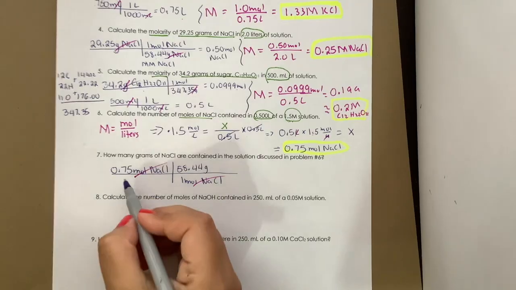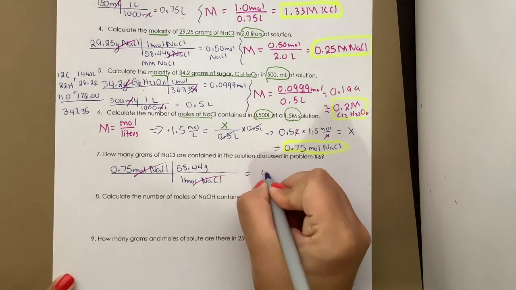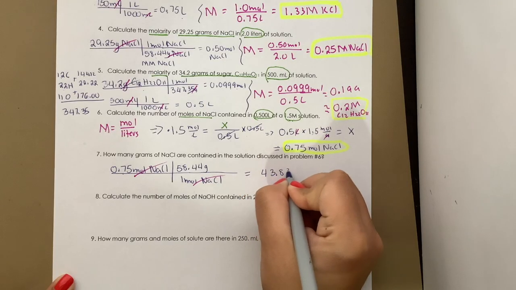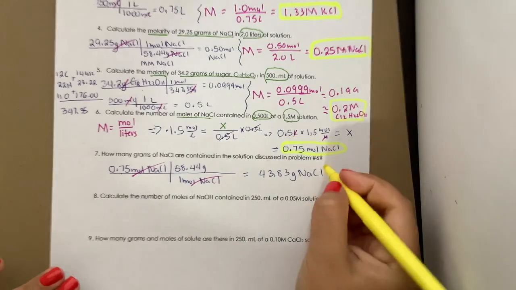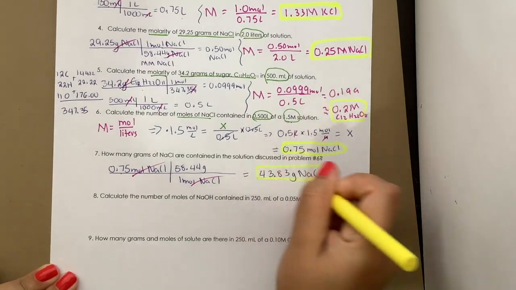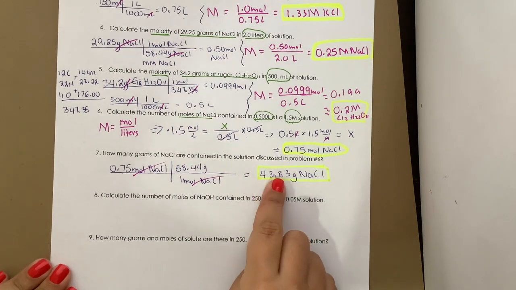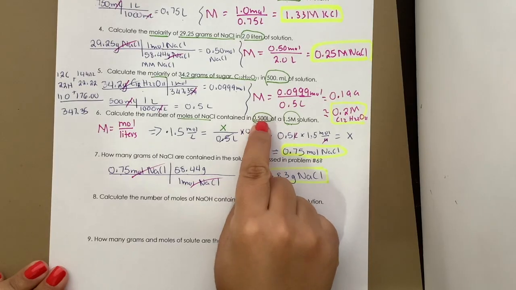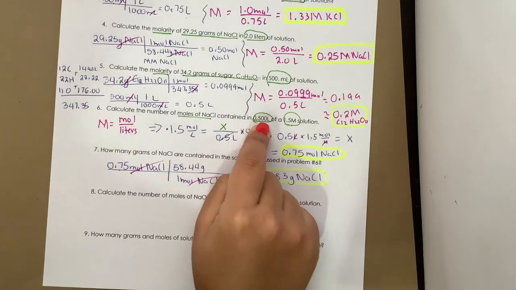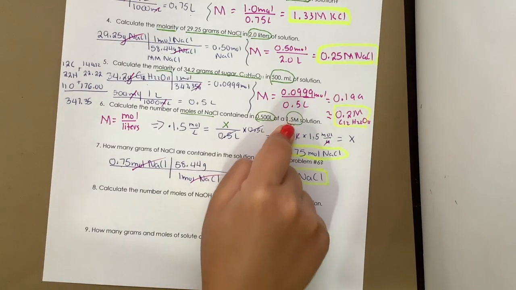I multiply 0.75 times 58.44 to get that there are 43.83 grams of sodium chloride used in example 6. Okay, so what that means is I got a scale, I measured out 43.83 grams of sodium chloride, and then I added 0.5 liters of water to reach this concentration of sodium chloride solution.